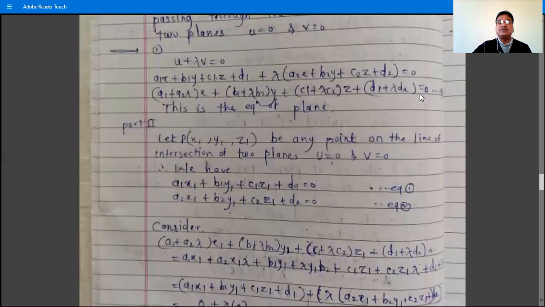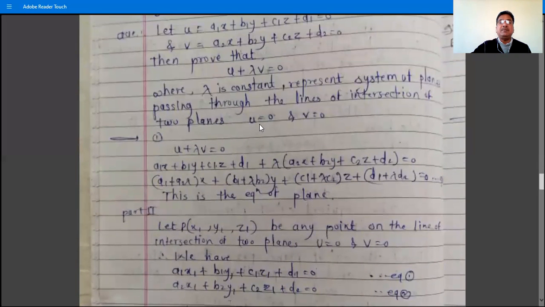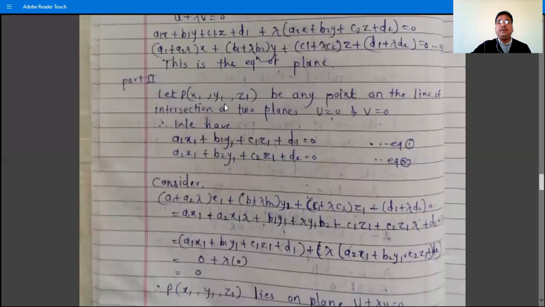And obviously this is the equation of a plane. So this U plus lambda V is equal to 0 is the equation of a plane. Why is it the equation of a plane? This is in the form Ax plus By plus Cz plus D is equal to 0, and so this equation represents a plane. Now we have to show this equation represents a plane passing through the line of intersection, U is equal to 0 and V is equal to 0. Let P(x1, y1, z1) be any point.